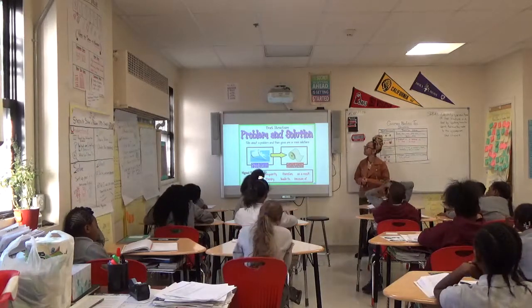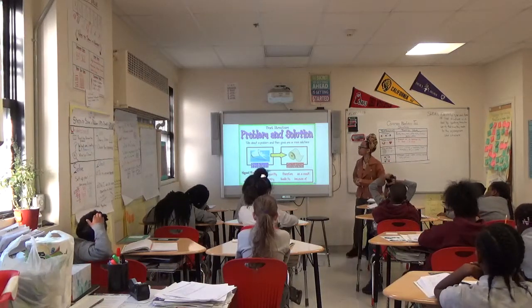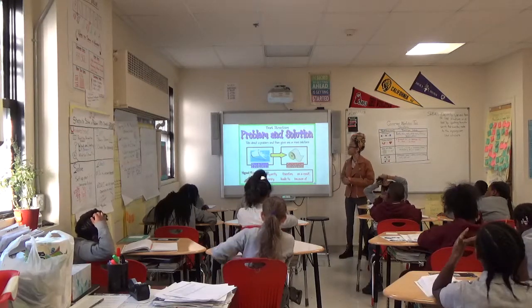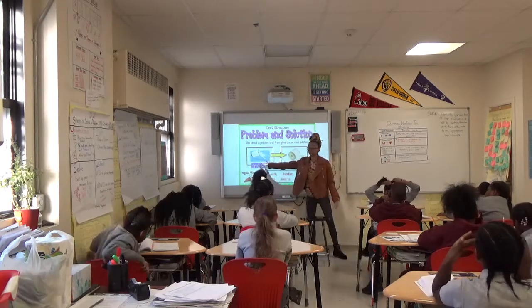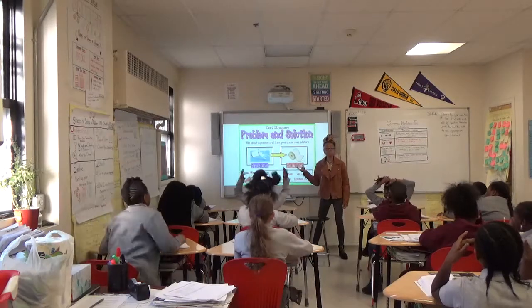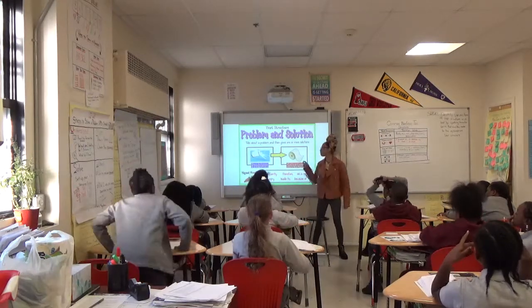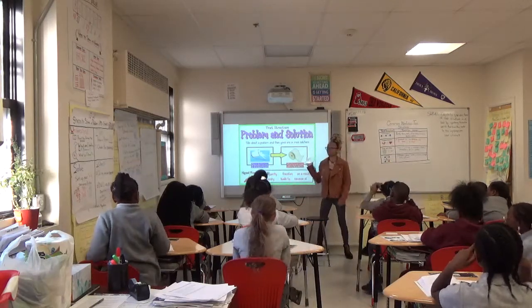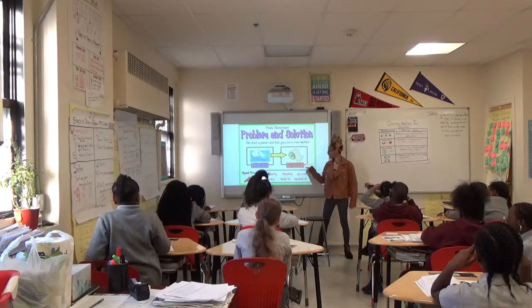Problem and solution. Tells about a problem and then gives one or more solutions. So a problem is I spilled something. When I first saw this picture, I thought it was toilet paper, but it's not. That would be disgusting. So, I spilled milk. I can't clean it with toilet paper, but I could clean it with a paper towel.